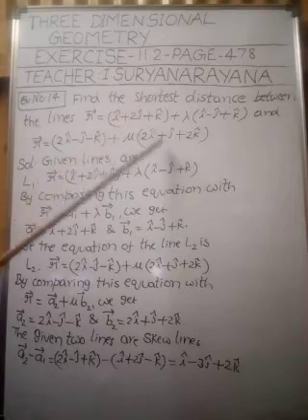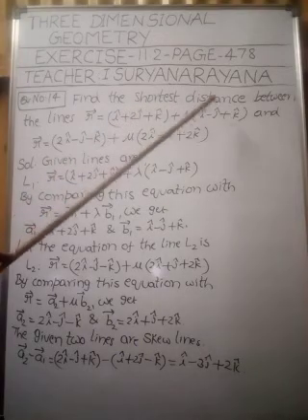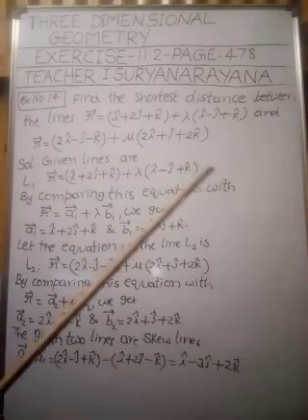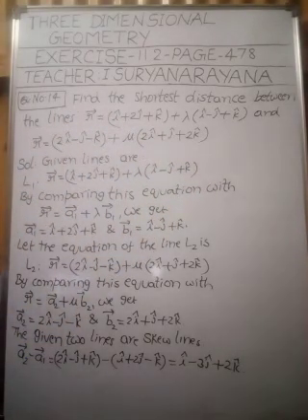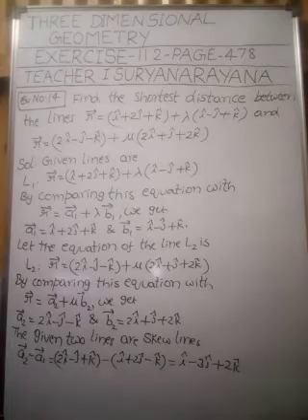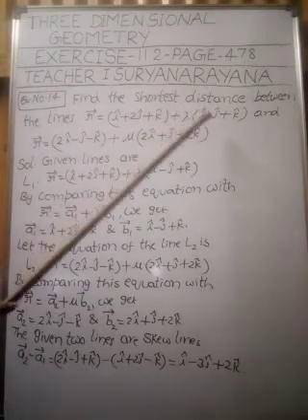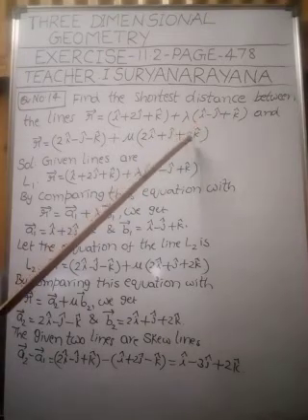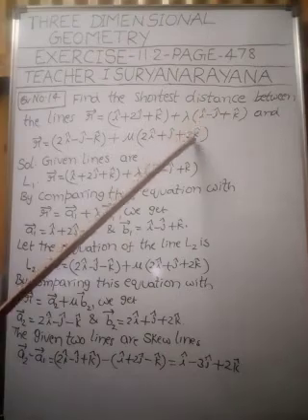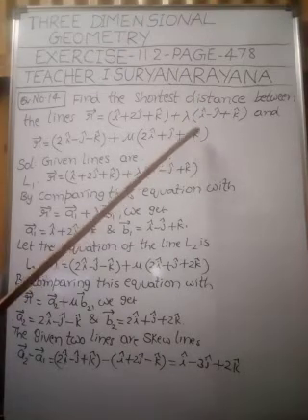Here two lines are given. We have to find the shortest distance between the two lines. In this course of study, we are given only skew lines, two skew lines. In the rare case, they will give the distance between two parallel lines. If you observe these two vectors, just by observing them, we have to say whether the two lines are parallel lines or skew lines.